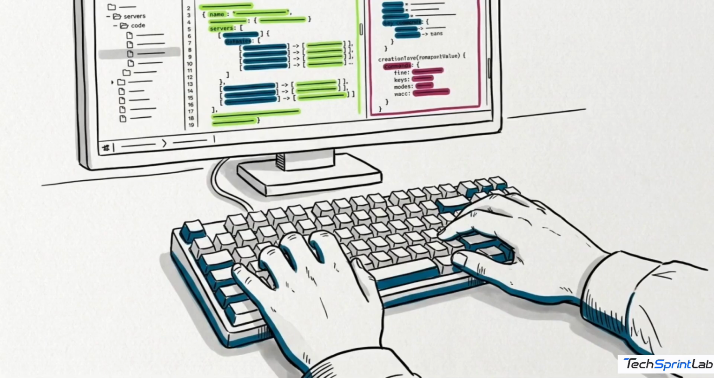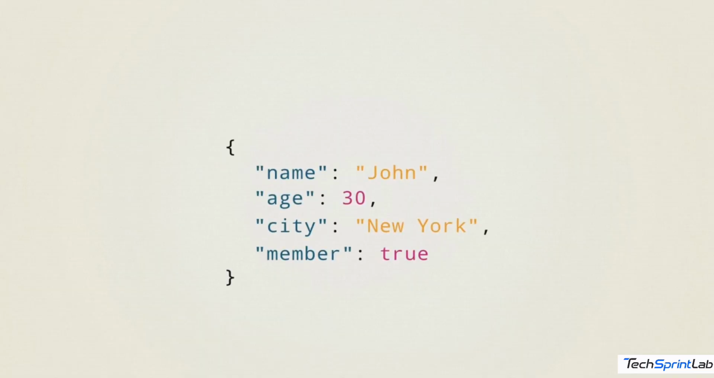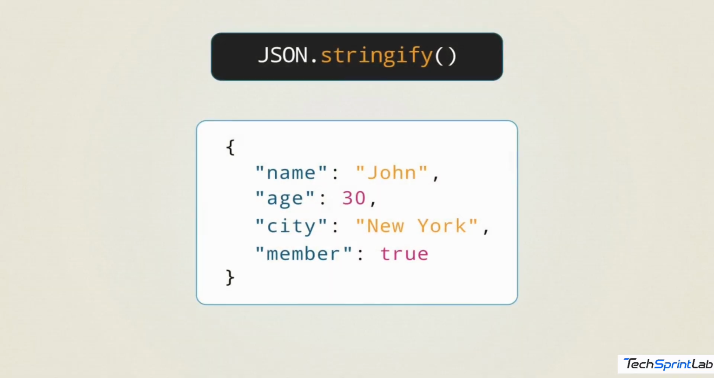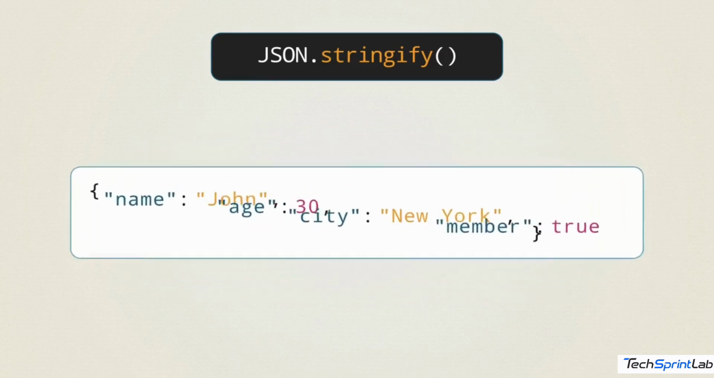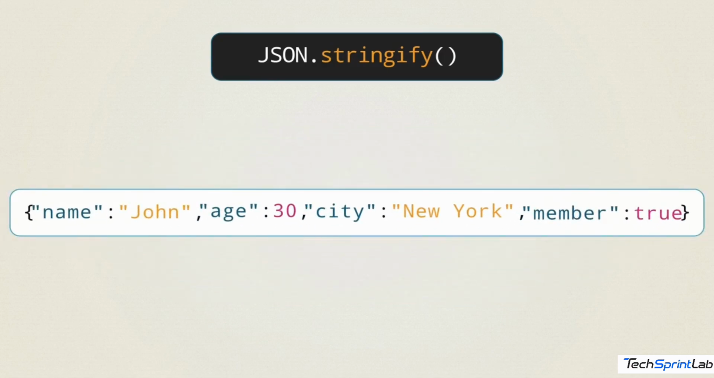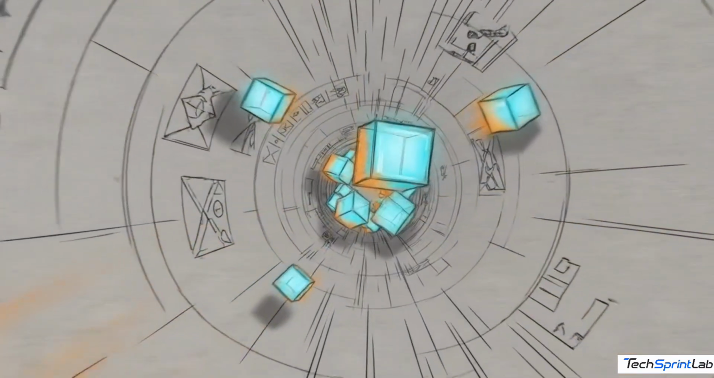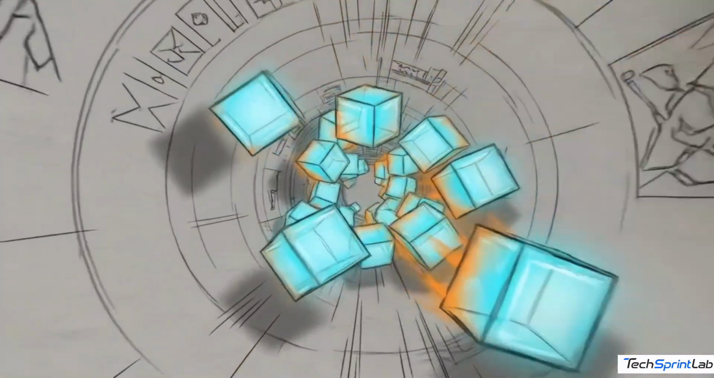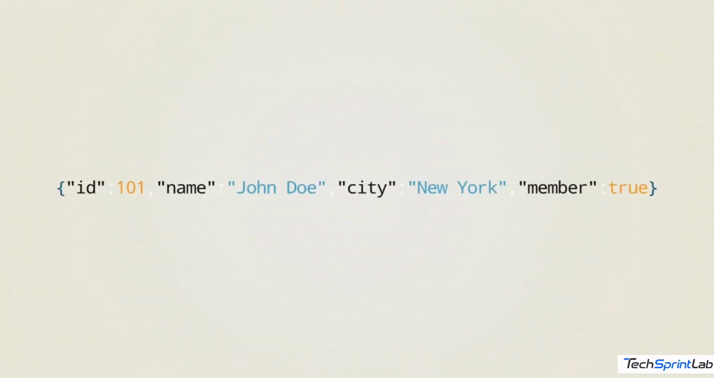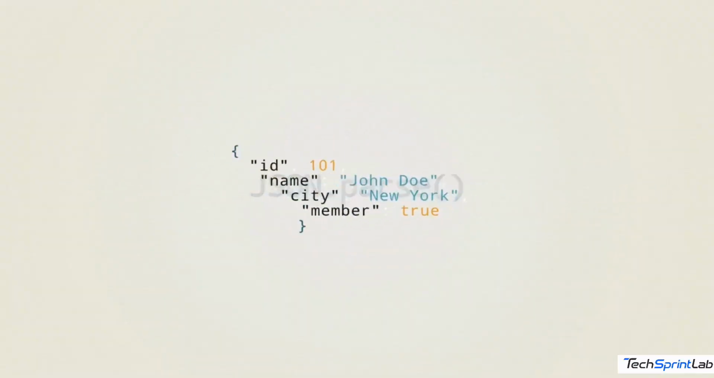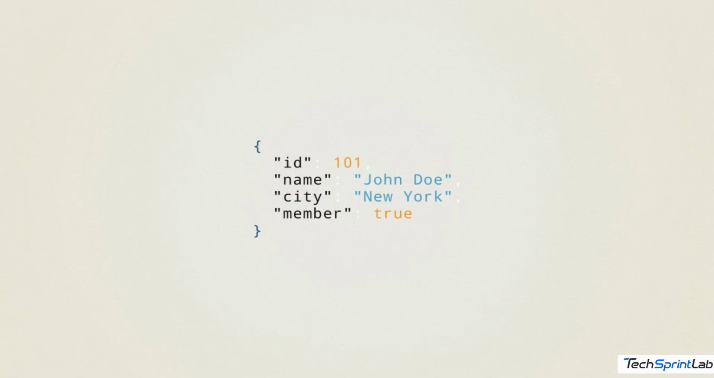But how does a developer convert complex native server code into this text format for transmission? They use a built-in command called JSON.stringify. This function takes a structured object and compresses it into a flat, unbroken string of text. Once flattened into a single line, this lightweight string travels rapidly across the internet's infrastructure, consuming minimal bandwidth along the way. When that string hits the user's browser, the application uses JSON.parse. This instantly unpacks the flat text, rebuilding it back into a native object that the front end can interact with.